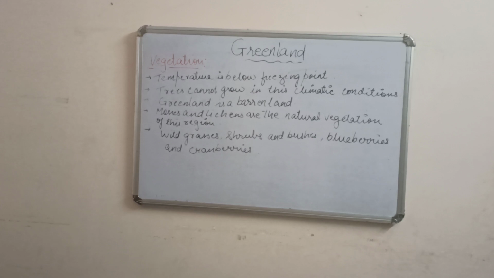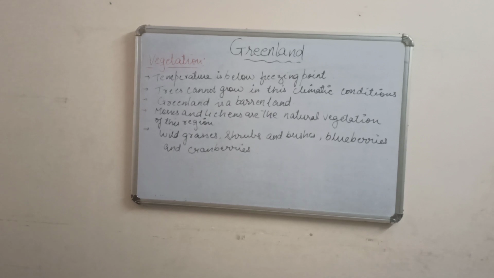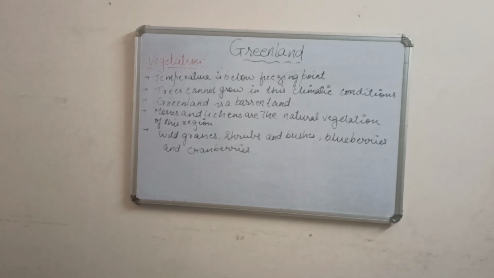If it is a barren land, what kind of plants will be there? During short summers, small plants come up which are less than 2 feet in height. Mosses and lichens are the natural vegetation of this region. Wild grasses, shrubs and bushes, blueberries and cranberries. These are the few vegetations which can be seen there.